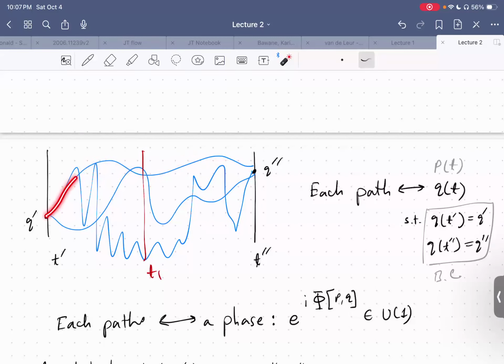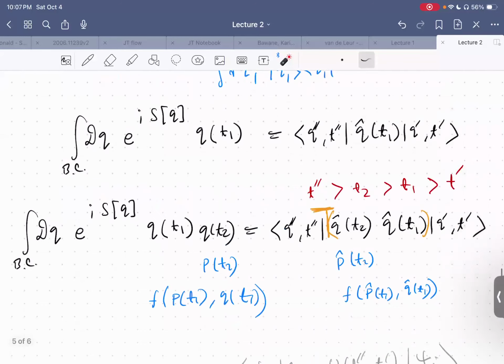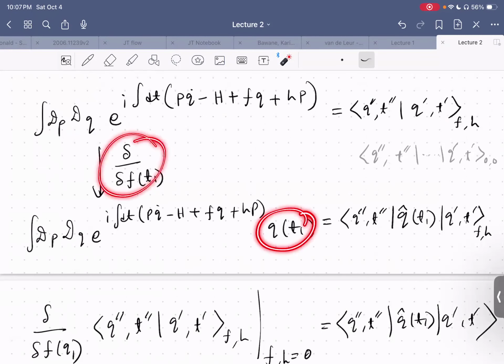So what it ends up being is the same phase that you would assign to this thing, but with the insertion of some value at this time, and that's it. So that's as much of a physical picture as you can get. And this insertion is achieved by this functional derivative. That's just a mathematical fact.